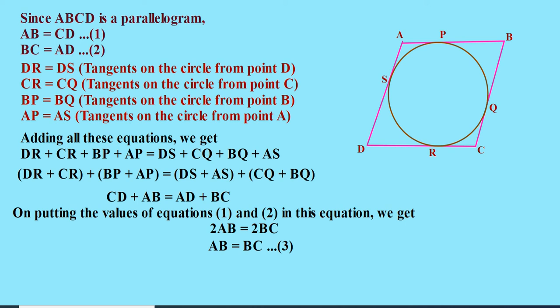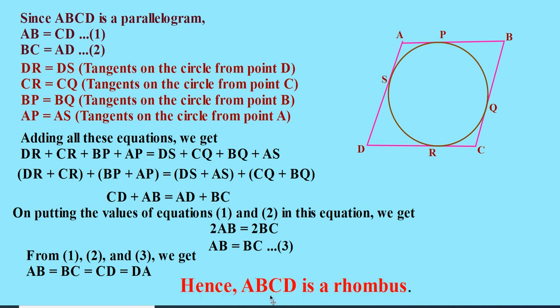So we can write from 1, 2 and 3 we get AB is equal to BC is equal to CD is equal to DA. In a parallelogram all sides are equal, so that parallelogram will become a rhombus. So we can conclude, hence ABCD is a rhombus.